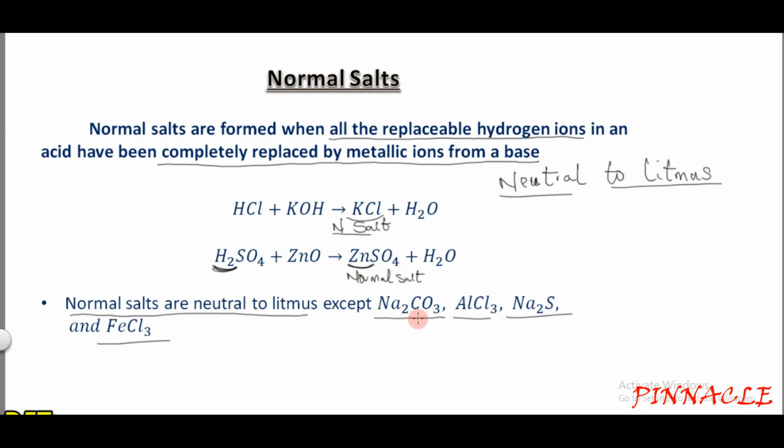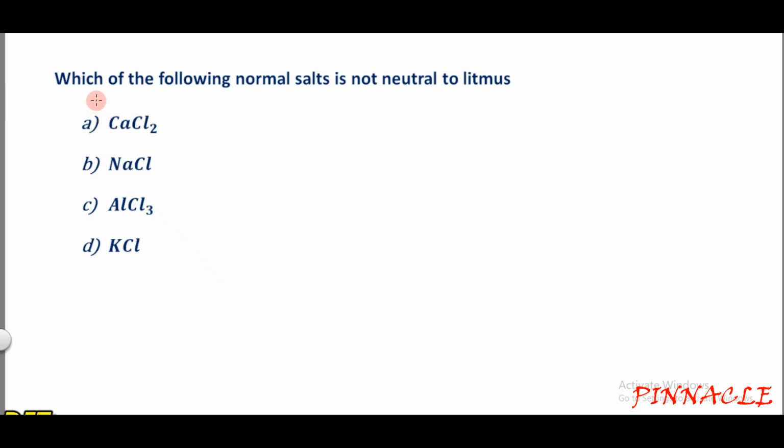Alright, so when you look at a salt and you do not see any hydrogen ion inside, or you do not see any hydroxide ion inside, know that that salt is an example of a normal salt. Right? So all normal salts are neutral to litmus except sodium trioxocarbonate(IV), aluminum chloride, sodium sulfide, and what? Iron(III) chloride. So let's look at this question. Which of the following normal salts is not neutral to litmus?